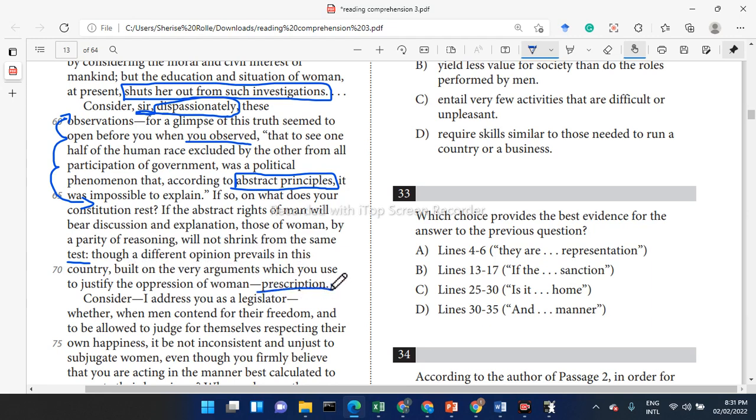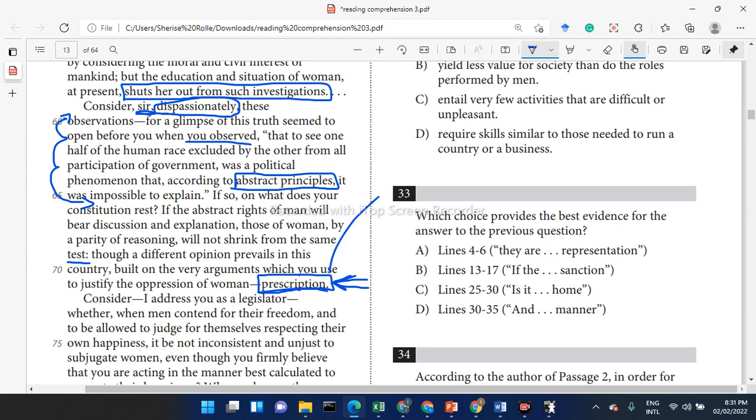So she is saying that the only reason you are justifying women being suppressed is prescription. What does that mean? Prescription. Because it was always that way. Who gives you a prescription? A doctor.